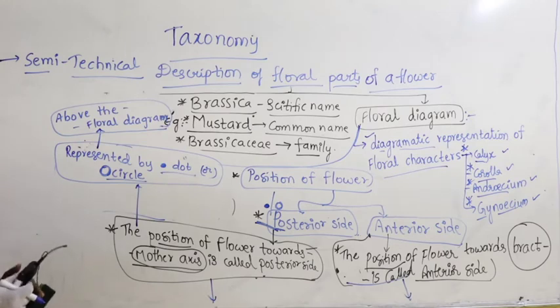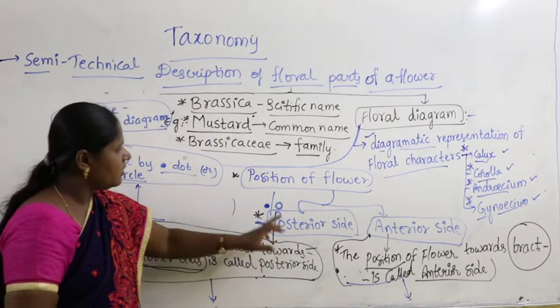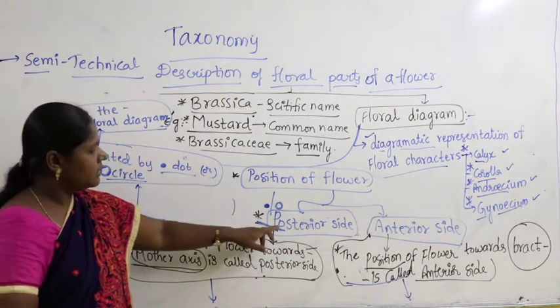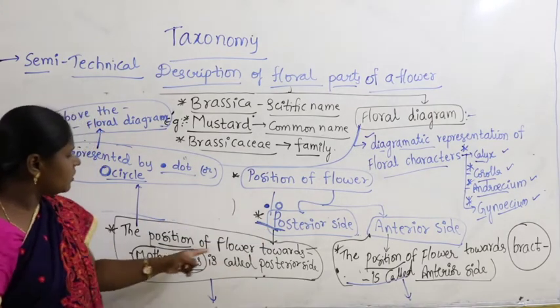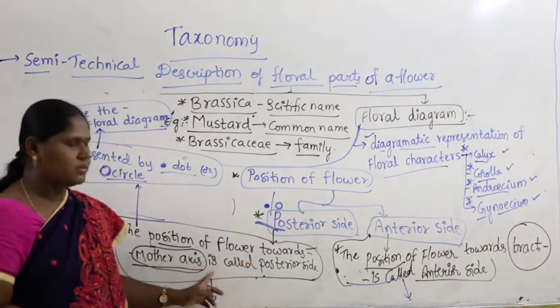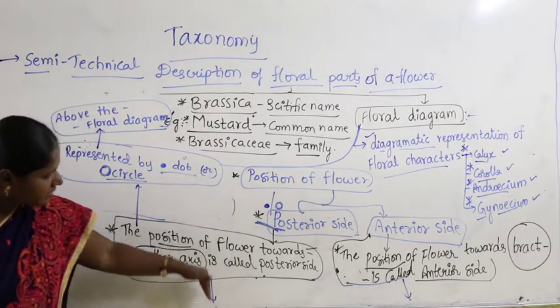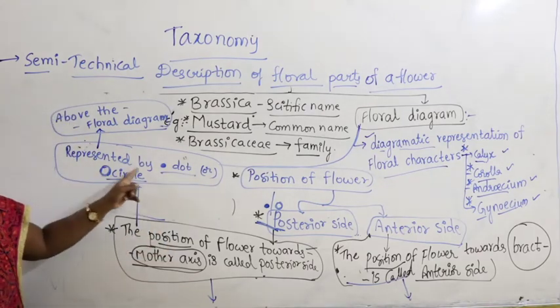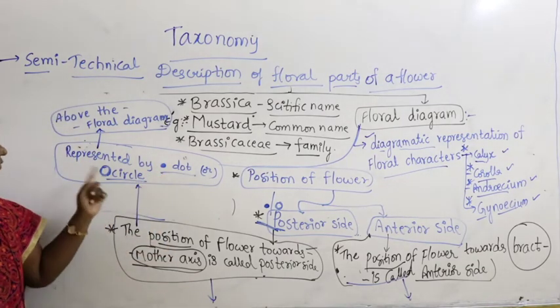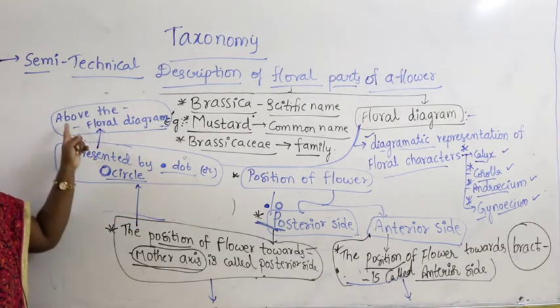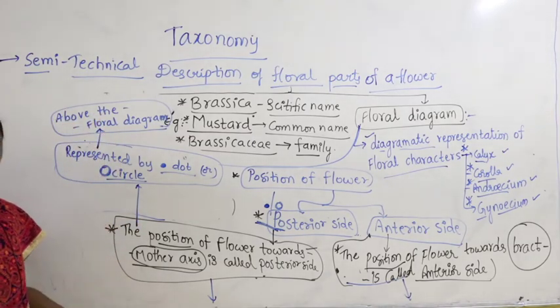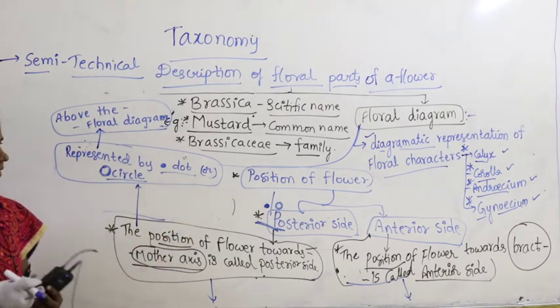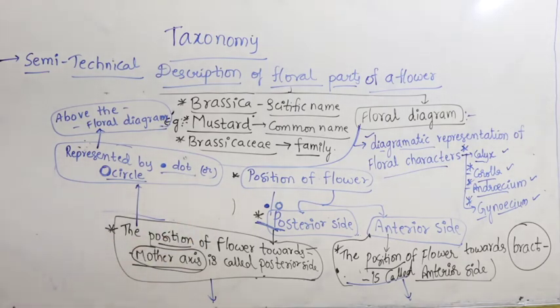Now try to match with the sequence of what I am writing here. What is the posterior side? We are talking about the position of the flower. The position of the flower towards the mother axis is called the posterior side. Go down with the arrow mark; instead of going down, I am writing up. It is represented by a dot or a circle. Where do you put the dot or circle? Above the floral diagram. That represents the posterior side. Similarly, coming to the anterior side.